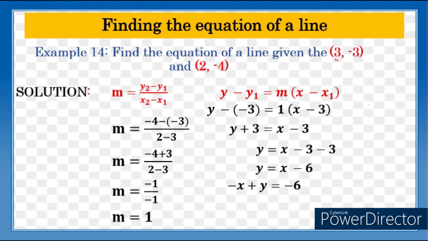I repeat, hindi po pwede na magkaroon ng negative sign si x. Okay, so we need to multiply both sides by negative 1. So we have, okay, negative 1 times negative x is equal to positive x. So negative 1 times y is equal to negative y. And negative 1 times negative 6 is equal to 6. Or x minus y minus 6 is equal to 0.